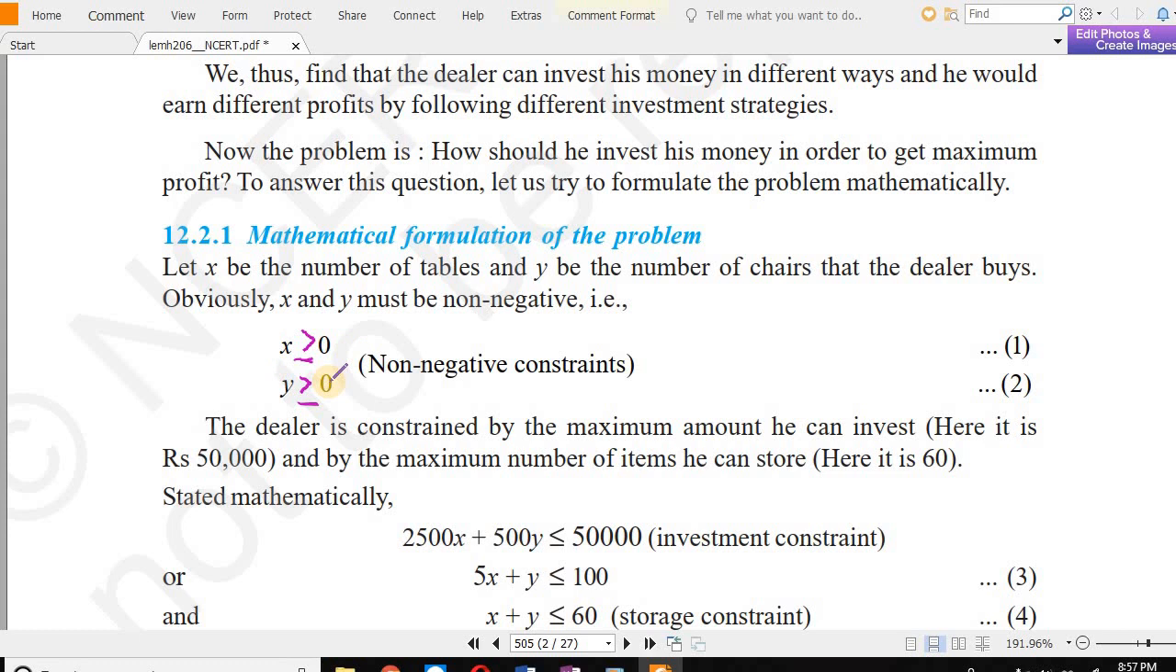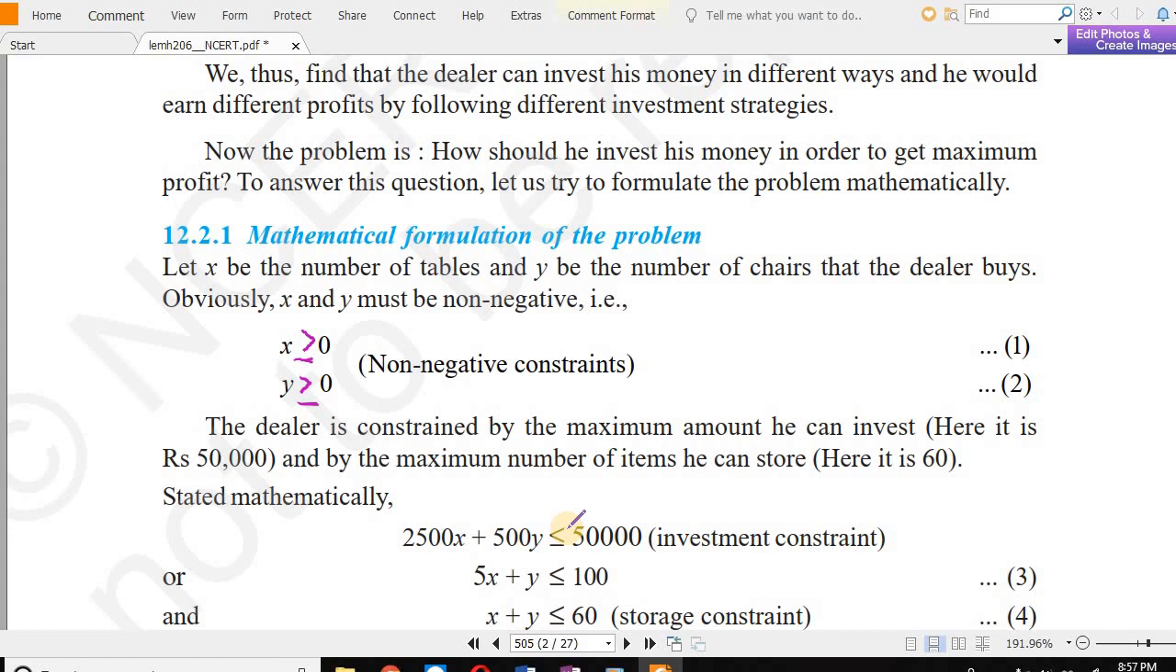Now we have two additional constraints. We noted that he can only buy a certain amount because he has a certain amount of money. So if he buys X tables and Y chairs, how much money does he spend? Well, X is the number of tables. You have to multiply X by the cost per table. So that's 2,500. So 2,500X is the total amount he spends on tables, plus the total amount he spends on chairs, which is the cost per chair, 500, times the number of chairs, which is Y. So this quantity here on the left-hand side is the total amount of money he spends on tables and chairs. And we've been told that he only has 50,000 rupees.